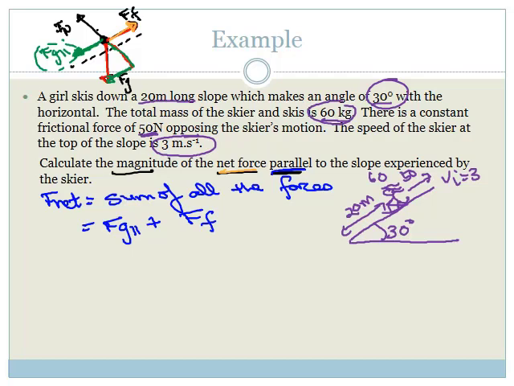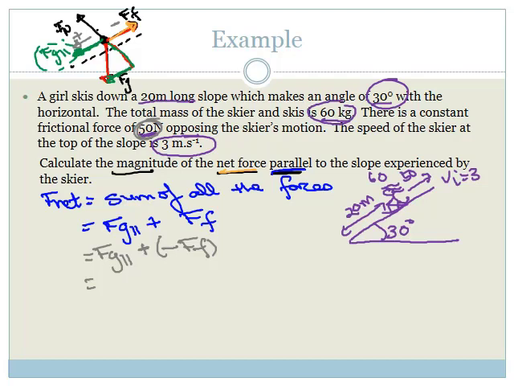Now, we know that the girl is moving down the slope. So we're going to choose that as positive, which means the force of friction is negative. Therefore this becomes Fg parallel plus minus the force of friction. Now the force of friction is easy. They told us it's 50 newtons. So let's think about this force of gravity parallel.